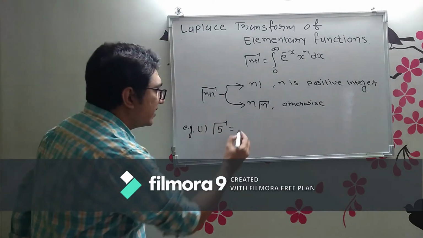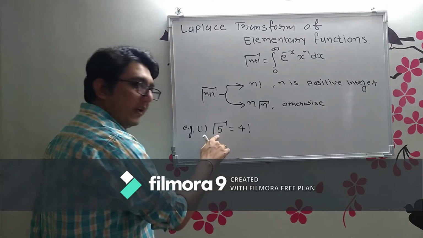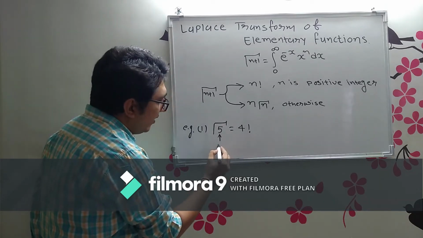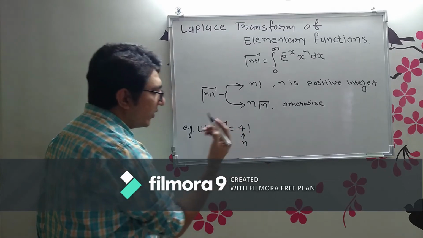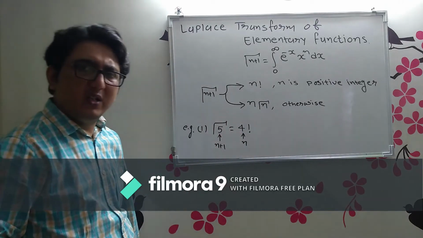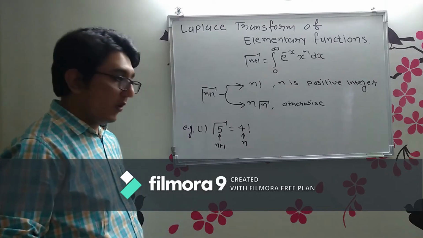So what is the answer? The answer is 4 factorial. Why am I writing 4 factorial? This 5 is n plus 1. So what is n? n is 4. So 4 factorial. You can evaluate the value of 4 factorial. You know what factorial notation is, right?